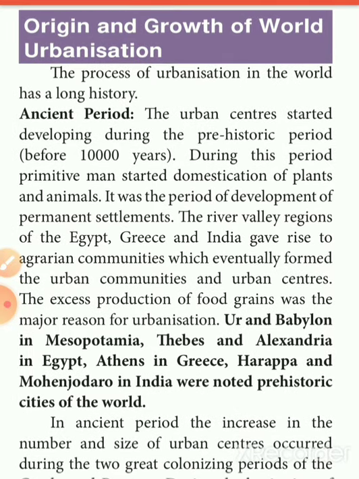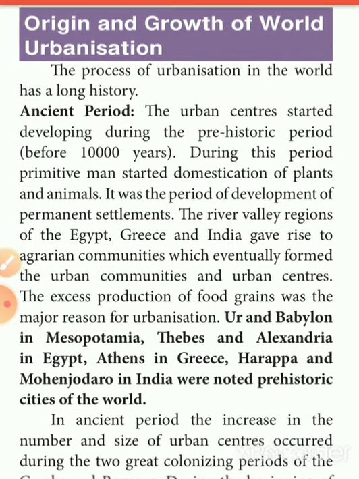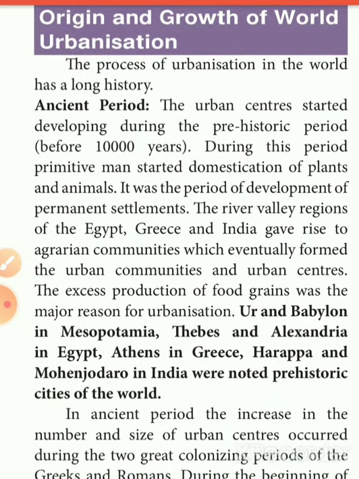After that, in the river valley regions of Egypt, Greece and India, agrarian communities arose and even formed urban communities. Excess production of food grains in the urban centers was a major reason for urbanization. For example, Ur and Babylon in Mesopotamia, Thebes and Alexandria in Egypt, Athens in Greece, and Harappa and Mohenjo-daro in India were noted prehistoric cities. These cities developed in those times.